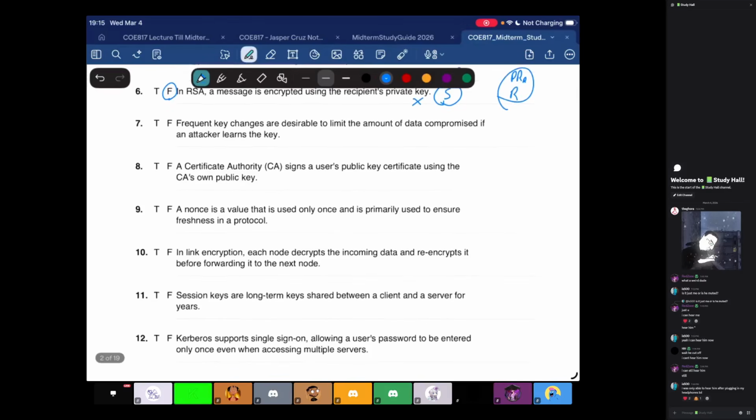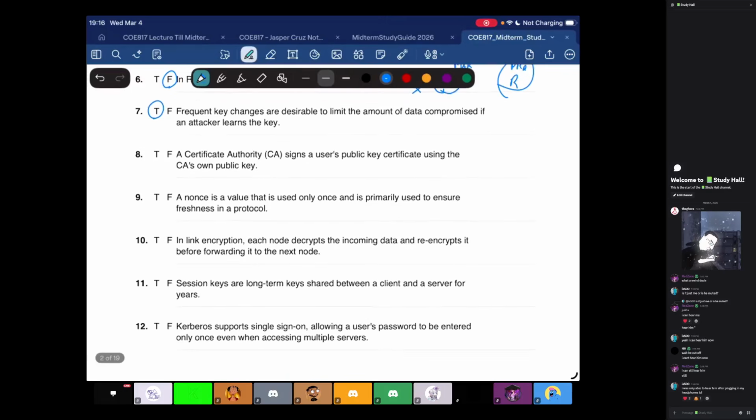Okay, so frequent key exchanges are desirable to limit the amount of data compromised if an attacker learns the key. This statement is true, as if you keep changing, it's like changing your passwords on your email account. If someone else has access to it, they will get kicked out whenever you make that change in your password. Think of it in that same way.